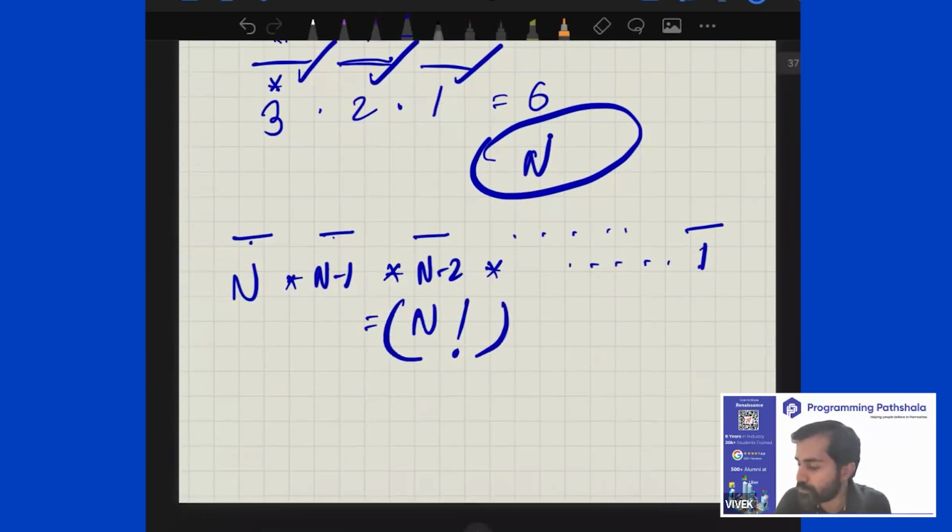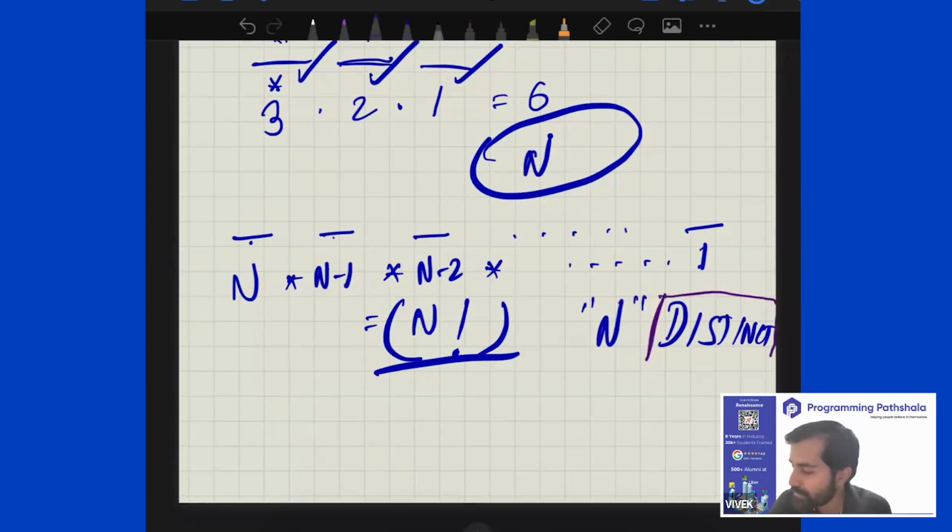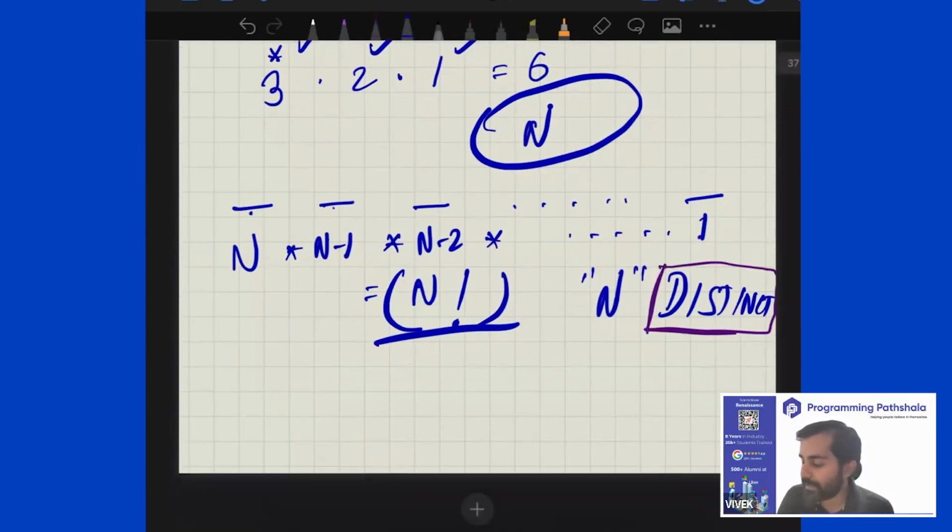So first of all, is this super clear to everyone, why n factorial is the total number of permutations? There are n distinct items. You know what is the most important thing over here? The n items should be distinct. This is a red zone. If they are not distinct, you will be in trouble. I'll show you.